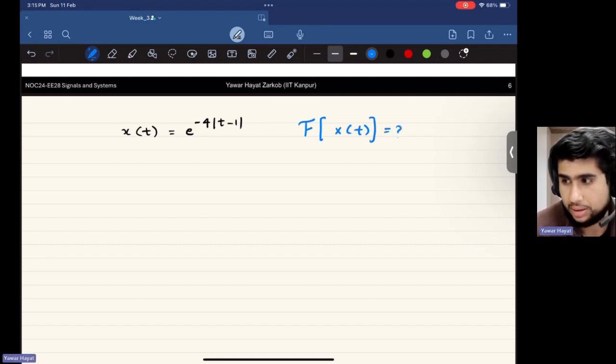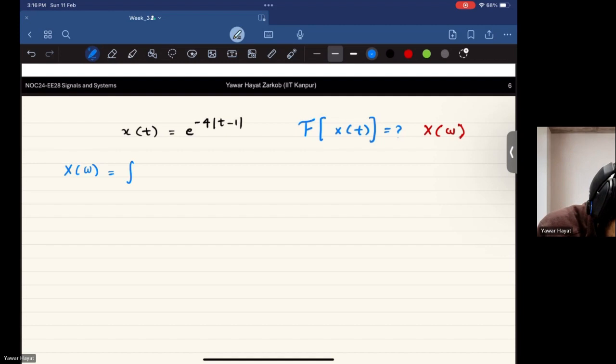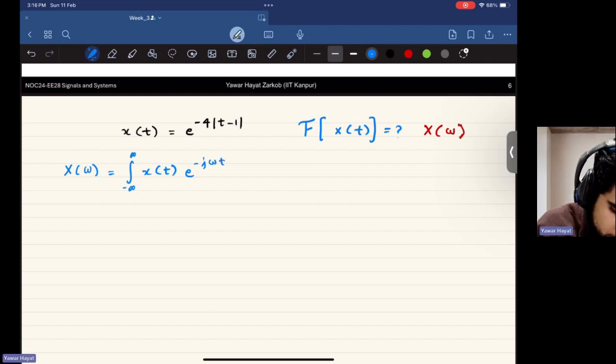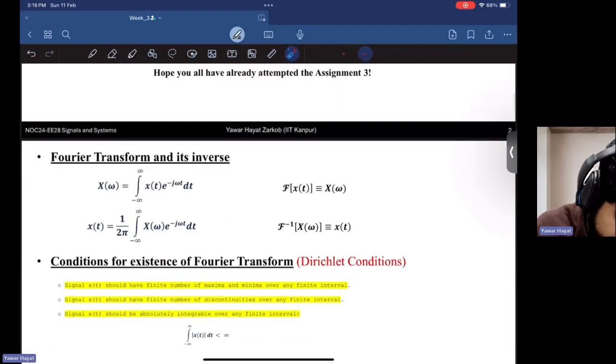So we'll start by definition. Suppose this is equal to x of omega, then that x of omega would be equal to the integral from minus infinity to infinity of x of t e to the power minus j omega t dt. Right, I've done nothing but used the definition.